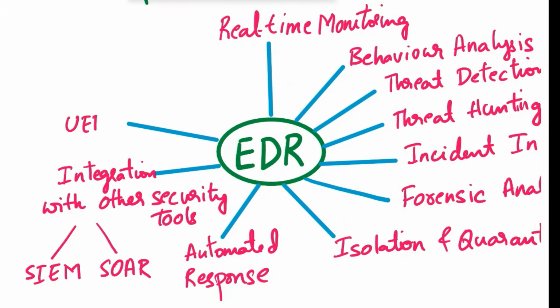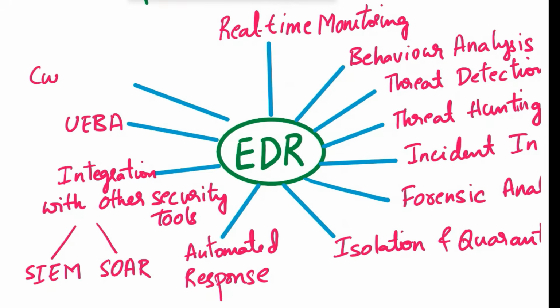Another key feature is UEBA. UEBA stands for User and Entity Behavior Analytics. UEBA capabilities analyze user behavior to detect patterns that deviate from the norm. This can help identify compromised accounts, insider threats, or unauthorized access.